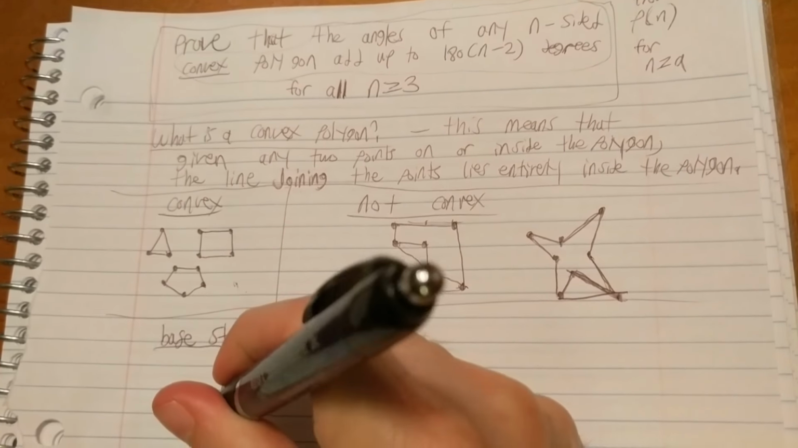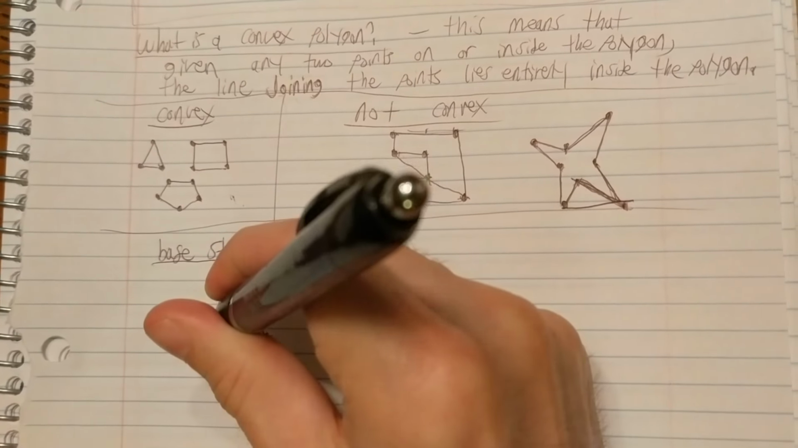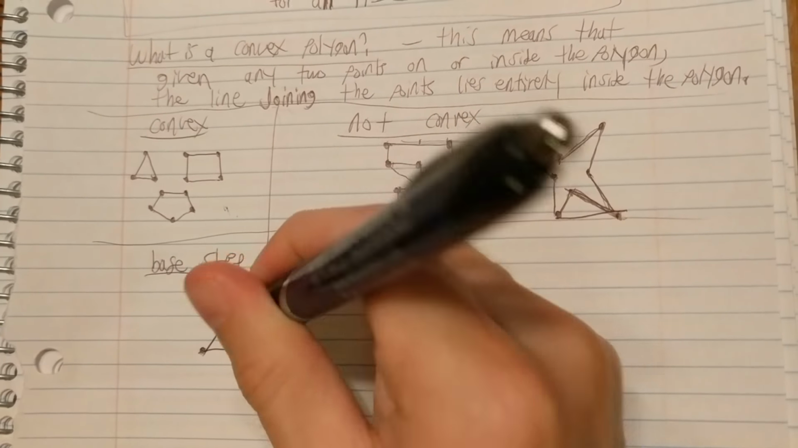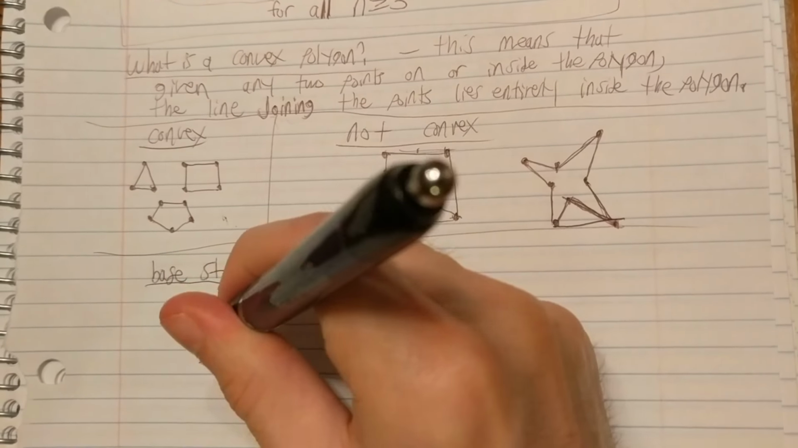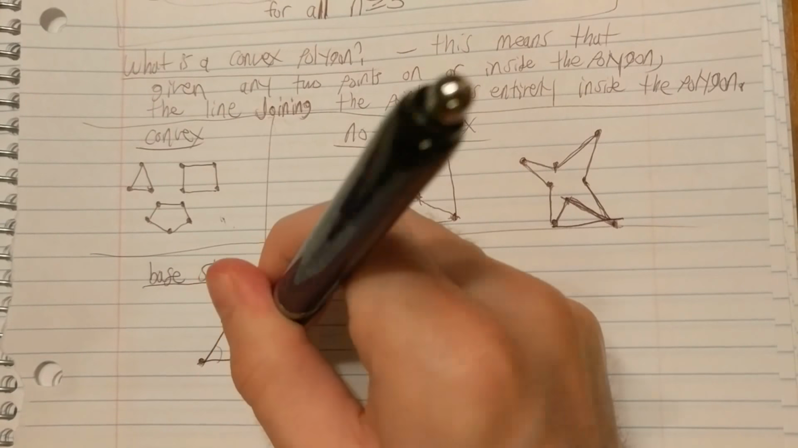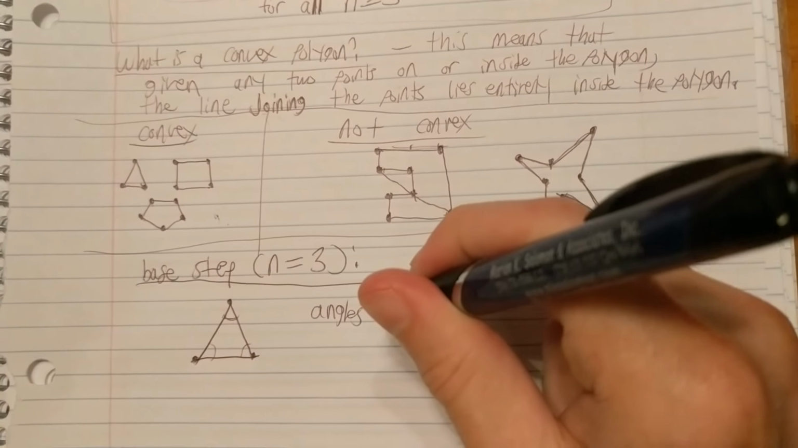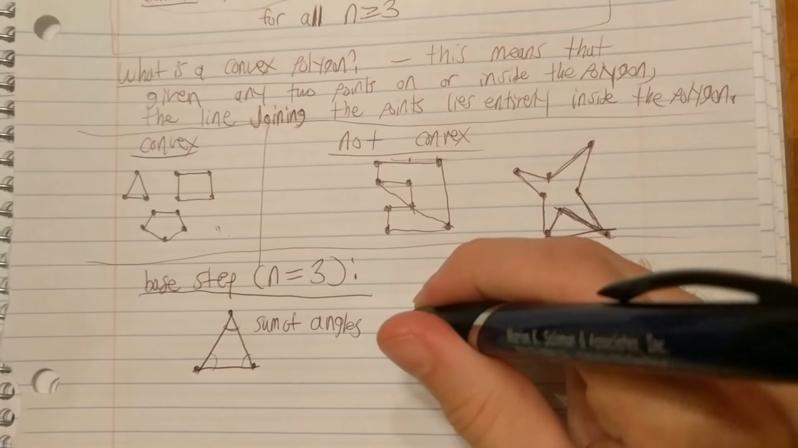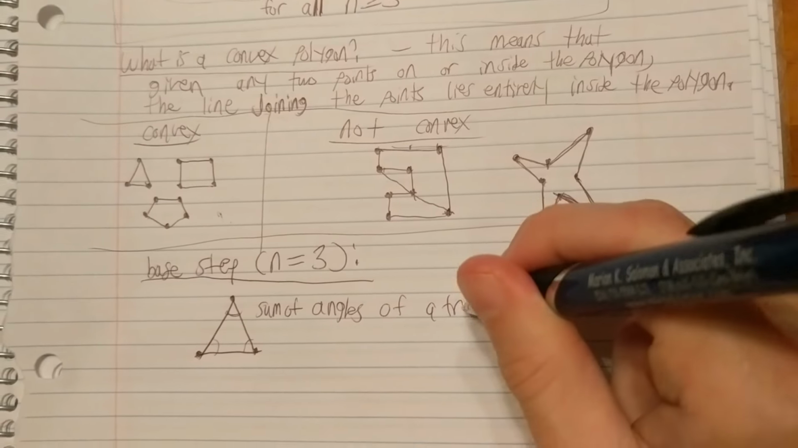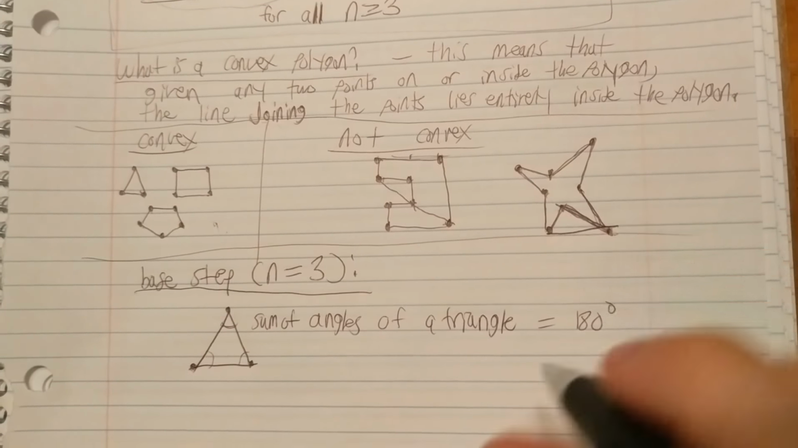So here's our triangle. And I won't prove it here, but it's a fact of geometry that the angles of a triangle add up to 180. So this angle plus this angle plus this angle equals 180. So the sum of angles of a triangle equals 180 degrees.